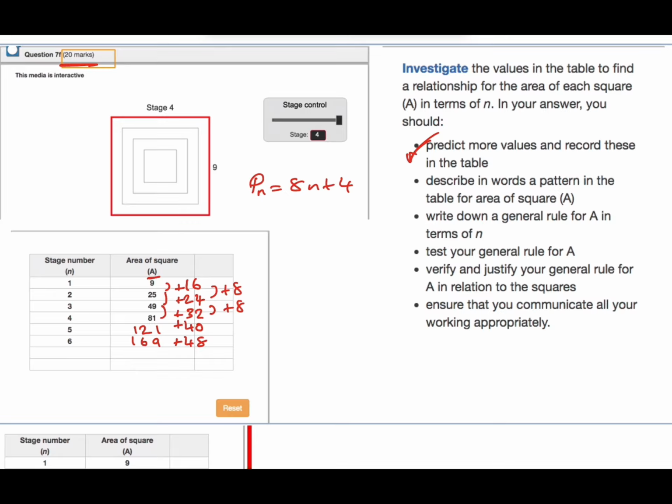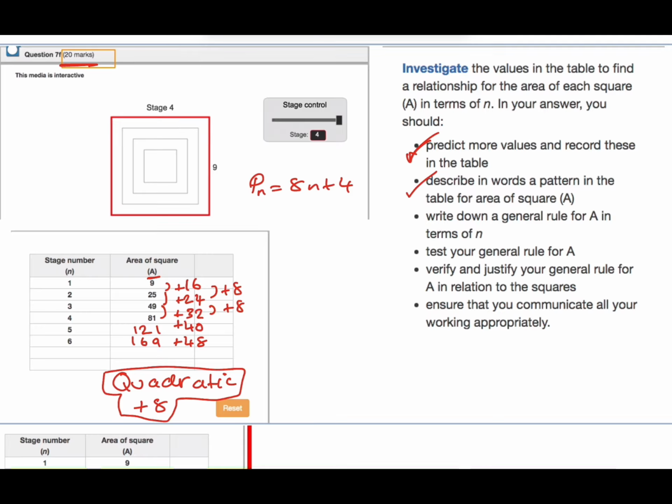Right, the second thing I want to do, it says describe what is happening in this sequence. Well, I know that this is going to be a quadratic because the second difference is plus 8 each time. Okay, I'm going to show you at the end how to write this nicely and organised. So that one's the second one. The third one, it says write the general rule.